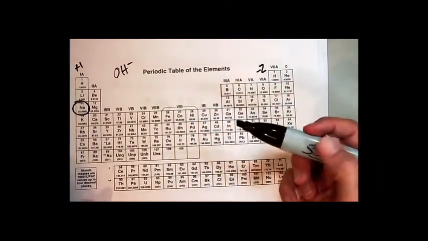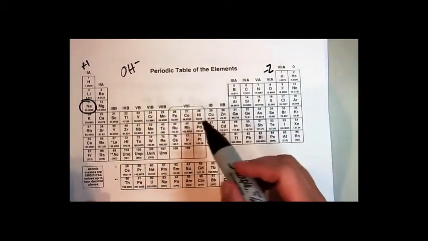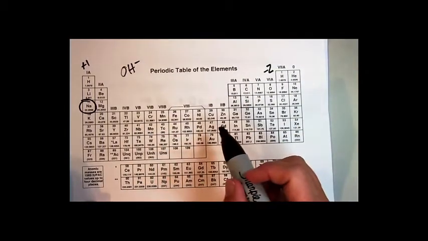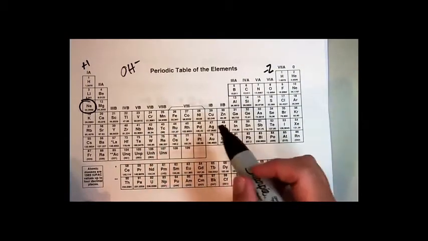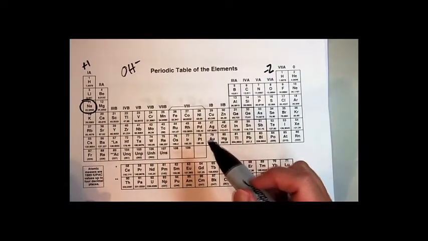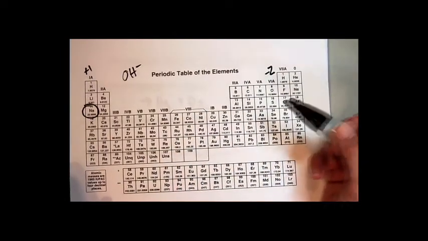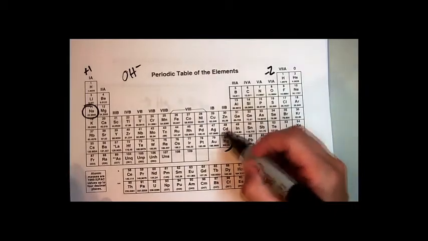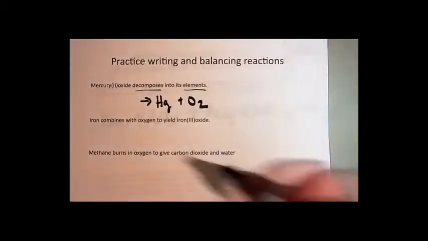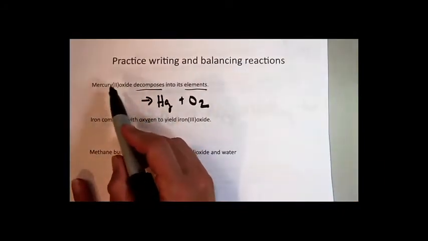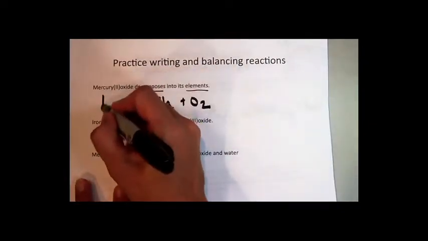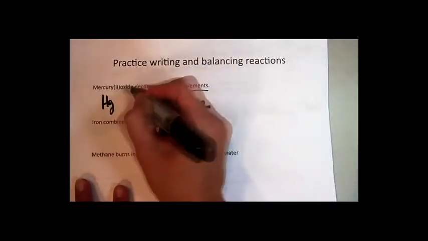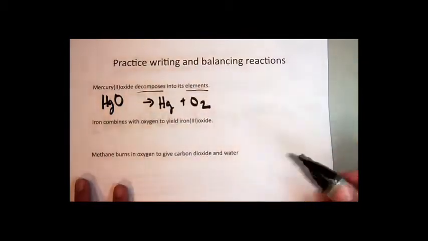And then mercury is a transition metal. So it's hard to tell what the charge on it's going to be just by looking at the periodic table. Mercury's right here. So that's why there's this Roman numeral. It tells you the charge is +2. So since it's +2 from the mercury and -2 from the oxide, then I can write it just like that.